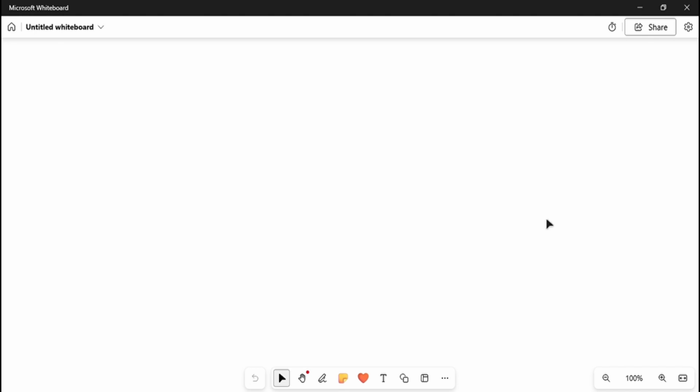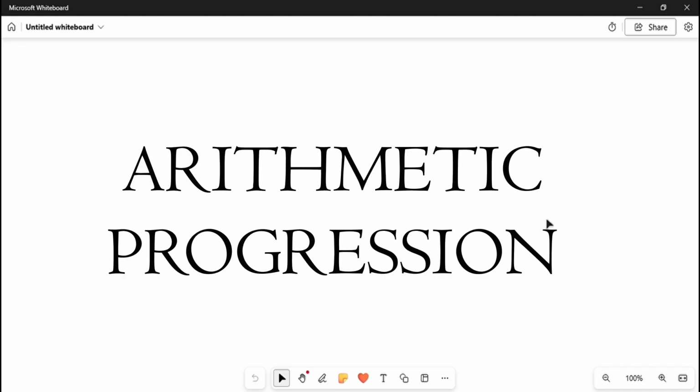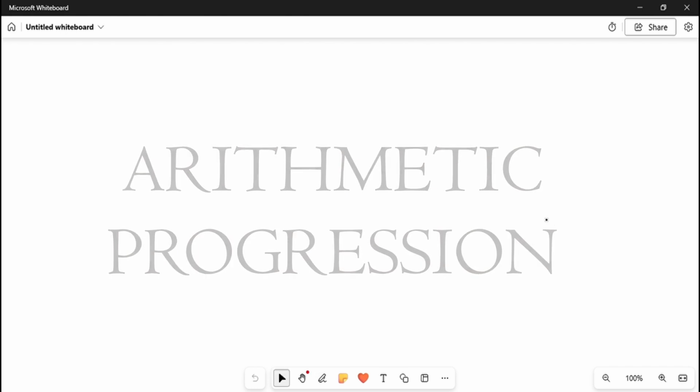Today we are going to see what an arithmetic progression is, how to find a particular term in an arithmetic progression, and how to find the sum of the terms of an arithmetic progression. Let's see first what an arithmetic progression is.